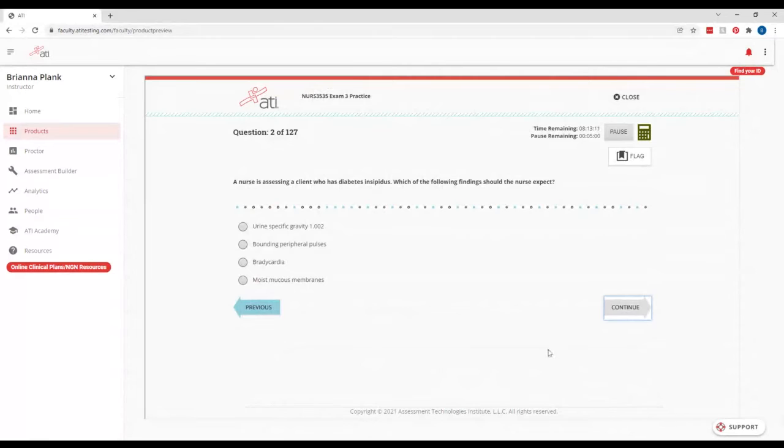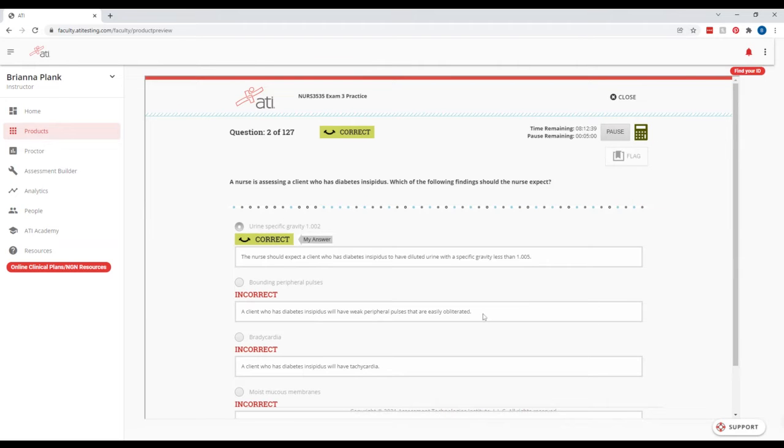Okay. A nurse is testing a client with diabetes insipidus. Which of the following findings should the nurse expect? Brandon, is B for this one, or was that for the last one? Brandon thinks A. And that is correct. So specific gravity, if we're looking at below 1.005, then that is going to be diluted.